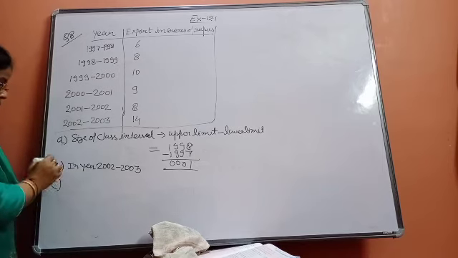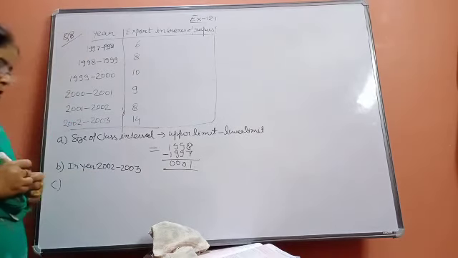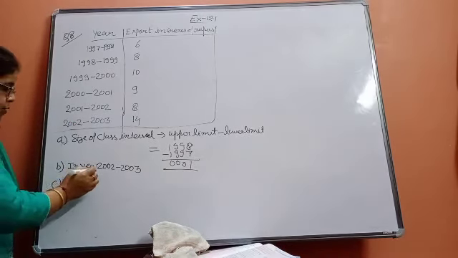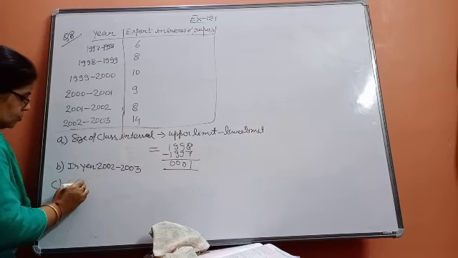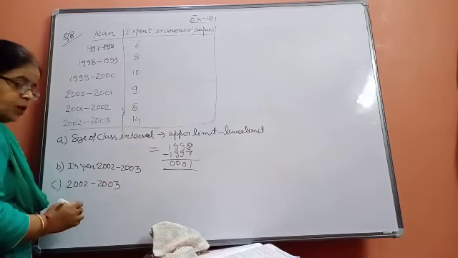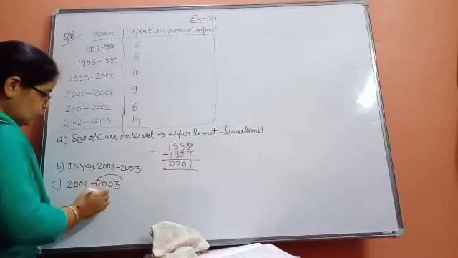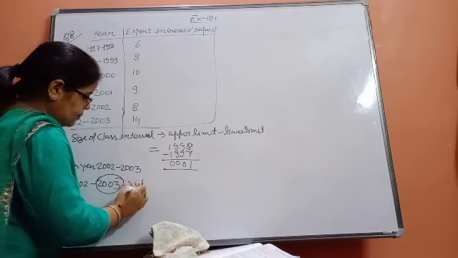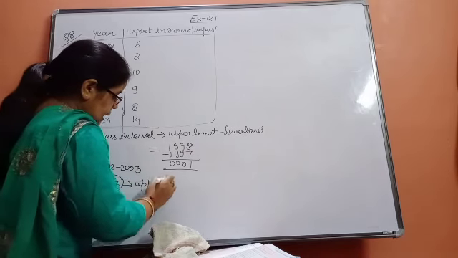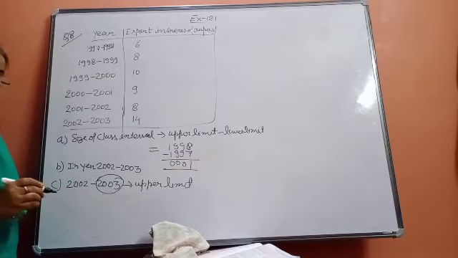Now see, beta, the C part of the question. What is the upper limit of the class interval 2002 to 2003? Okay, 2002 to 2003, what is the upper limit? So you can say what is the upper limit of the class interval. So this will be the upper limit. You know lower limit and upper limit. Now I taught you this.